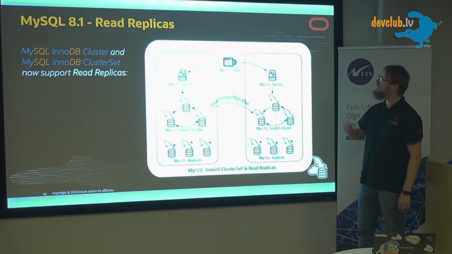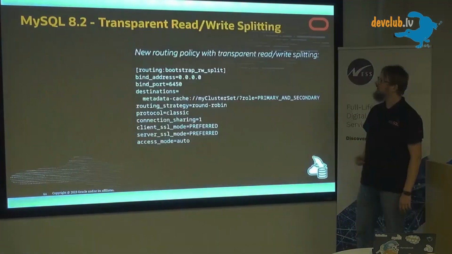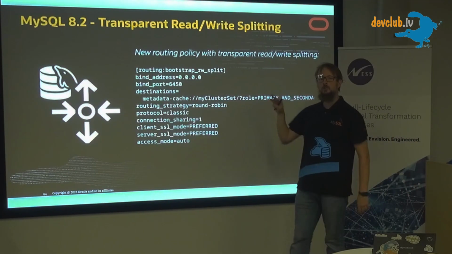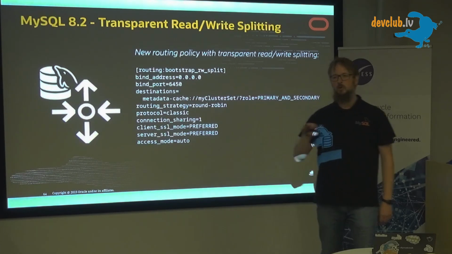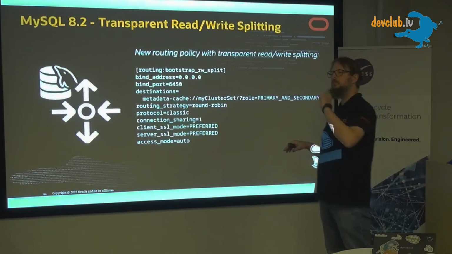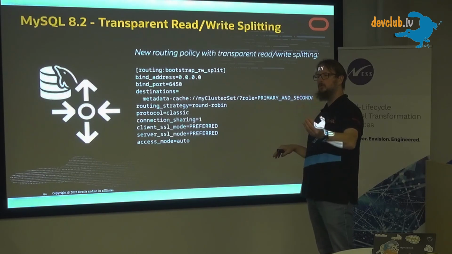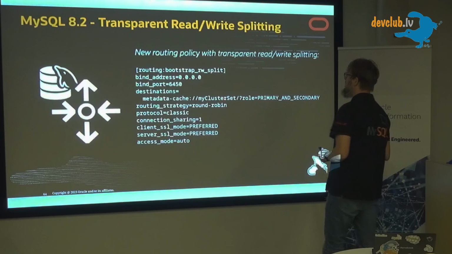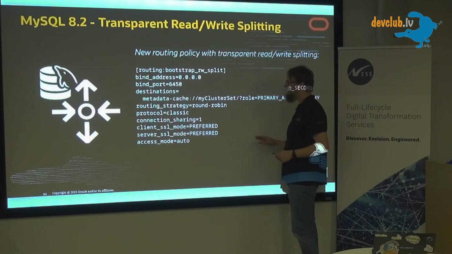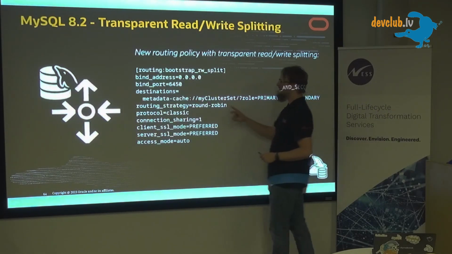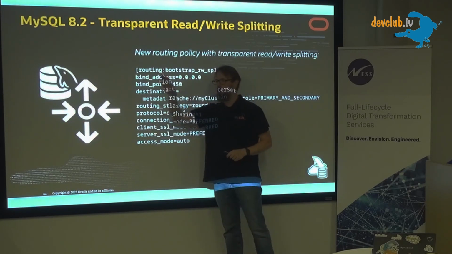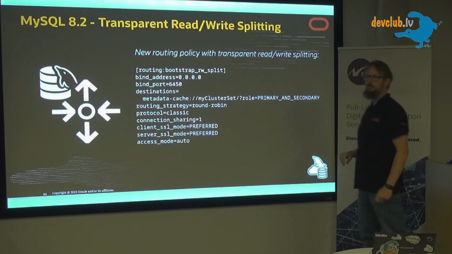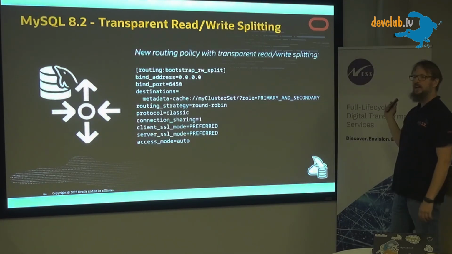And with 8.2 that just came out, we can do transparent read-write splitting. If you remember, I told you that when we deploy the router, we have one port for reads and one port for writes. Of course, people were asking for this for years. Now it's there. You just have one port, you send the reads and the writes on that port, and we'll route it everywhere for you without any problem.